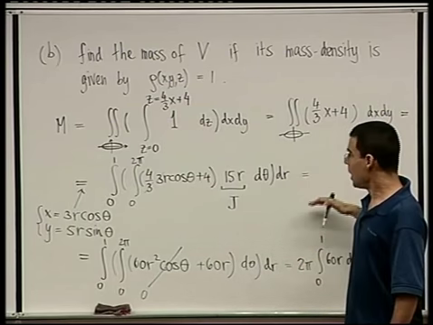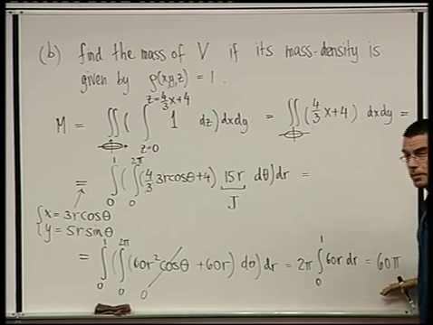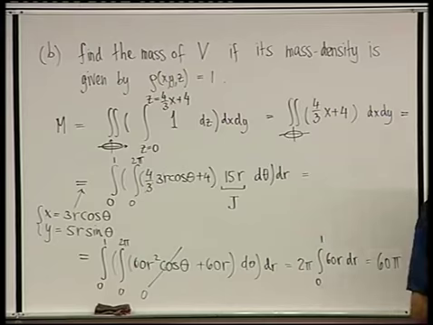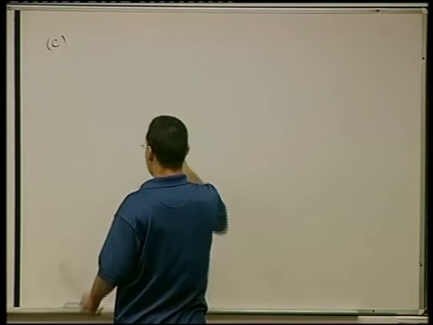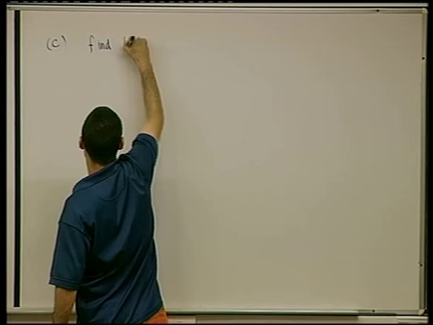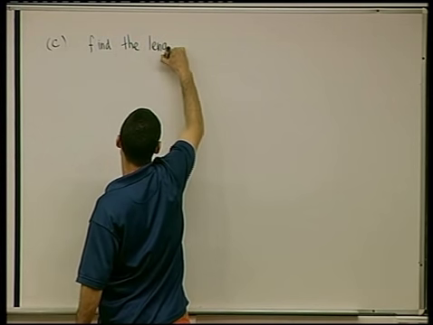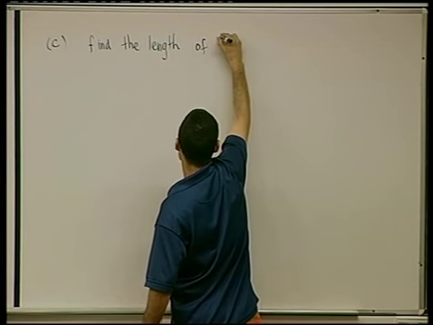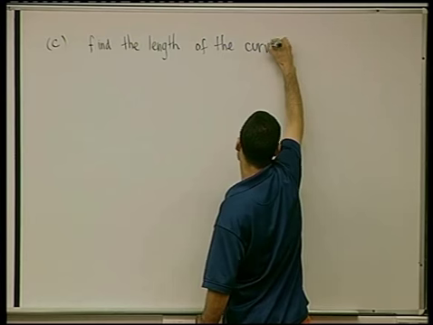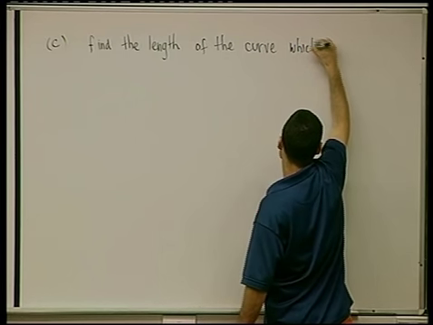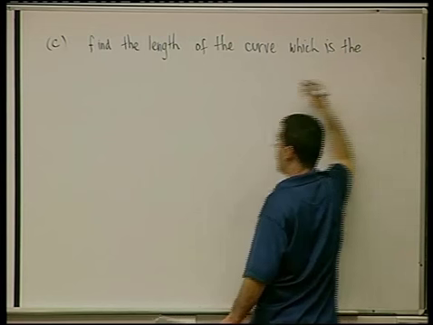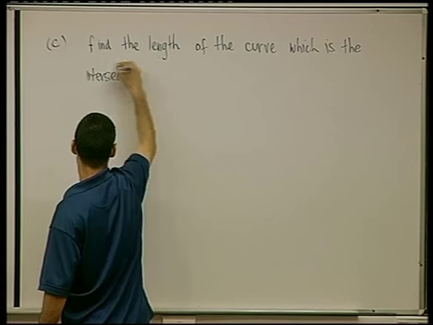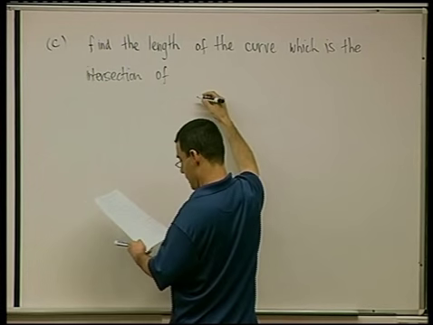Okay? Okay, so this is part B. Everybody good? Part C. Find the length of the curve which is the intersection of A and B.